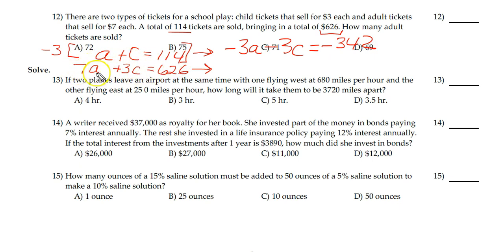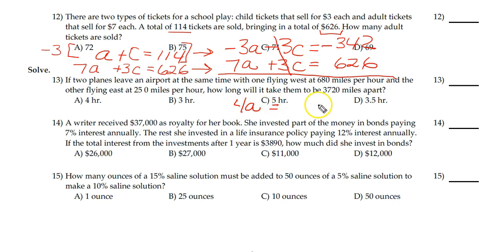Now, this equation we don't change at all, but now we write it underneath. So this will be 7a plus 3c equals 626. Now we put our line underneath, and then these cancel out. And now I get 4a equals 284. We're going to divide both sides by 4. And we get A now equals 71.